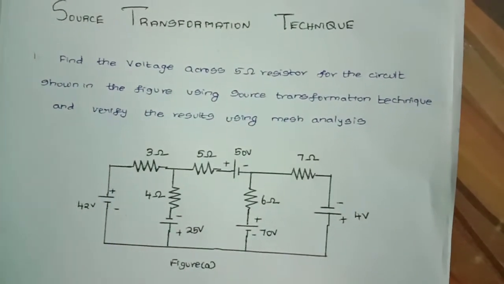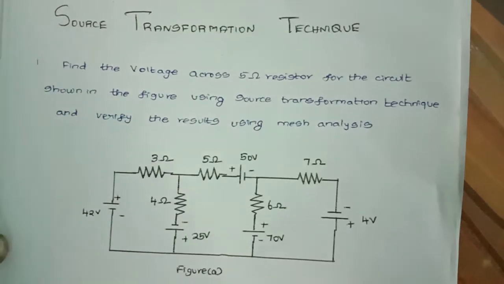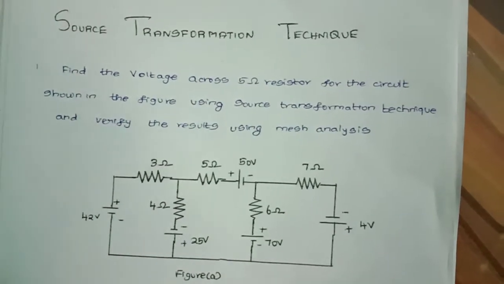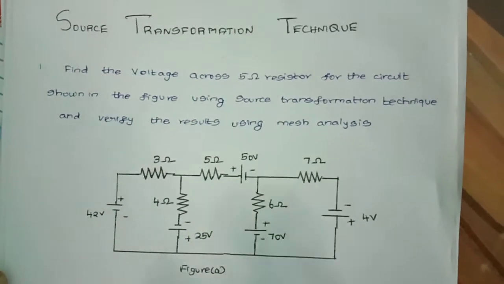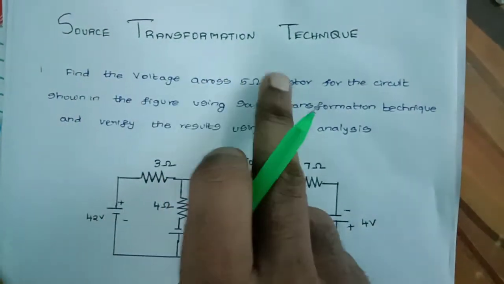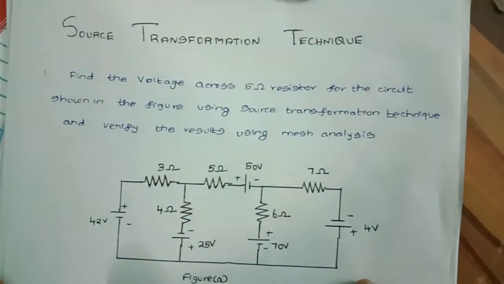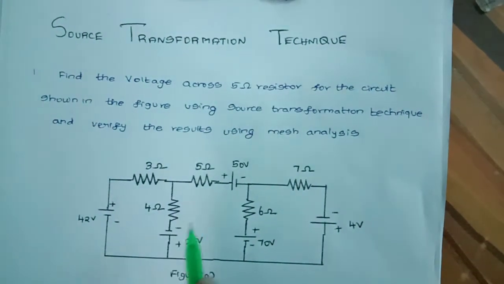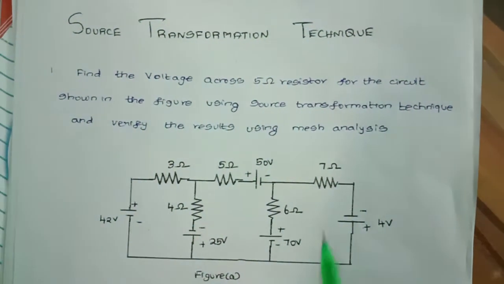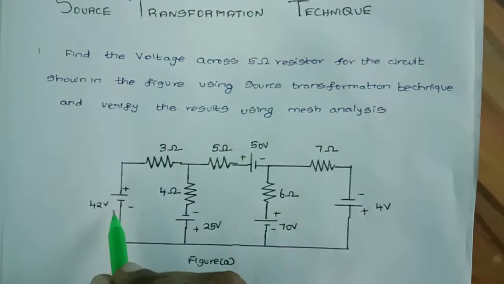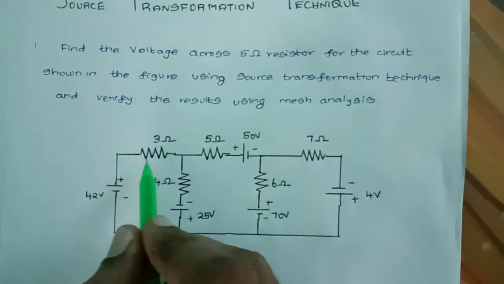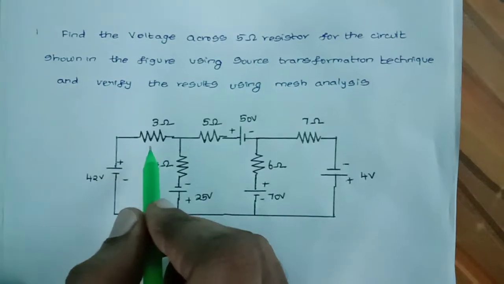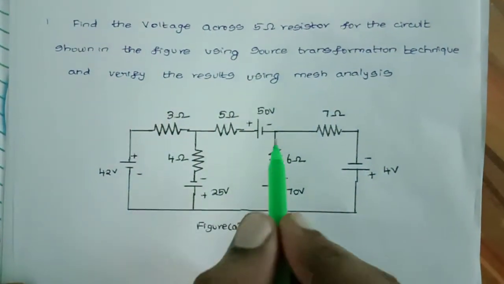In today's topic, we are going to see the source transformation technique. This is one of the very important concepts in electrical circuit theory. For example, what is a source transformation technique? Consider the example I have shown here. A voltage source can be converted into a current source. How is it possible? When a voltage source is connected in series with a resistance, it can be converted into a current source in parallel with the resistance.